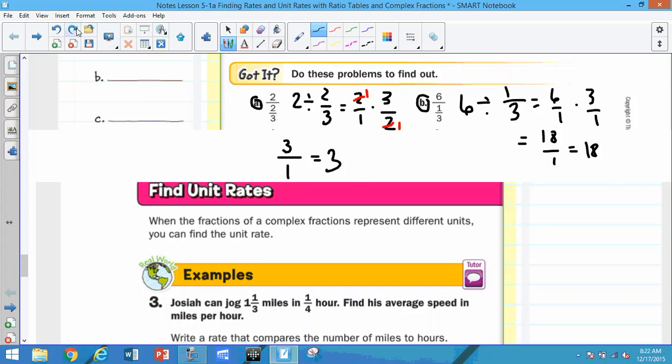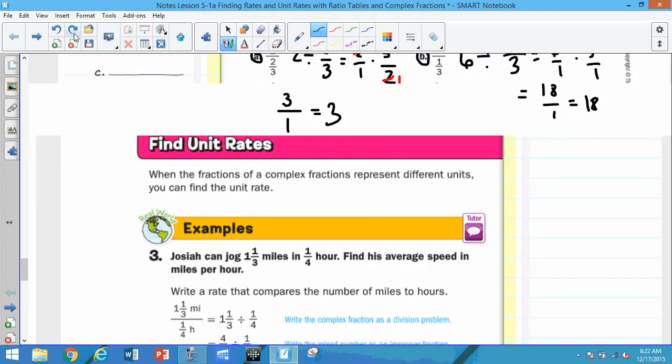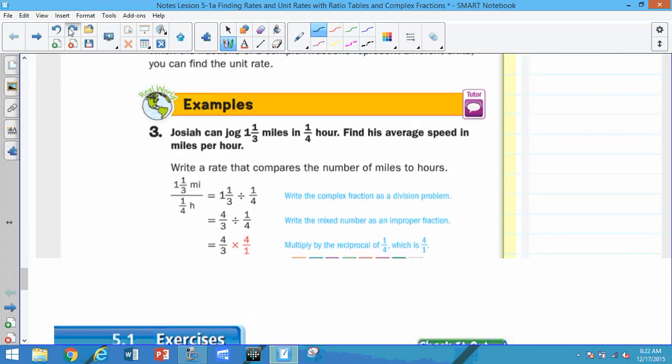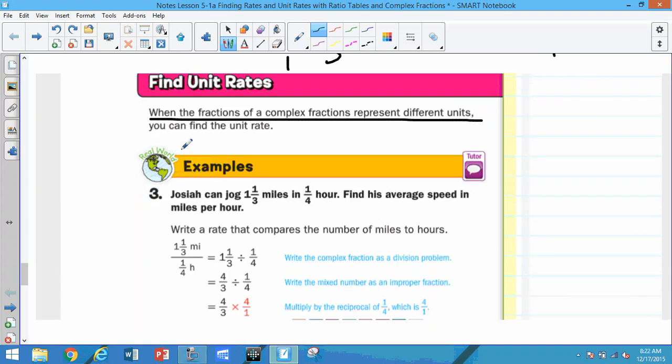And then you end up with 18 over 1, which equals 18, because you can't cross simplify here, okay? There's also word problems with complex fractions. So fractions in a complex fraction represent different units. You can then find the unit rate. That's what your book kind of does. It puts these complex fractions in word problems.